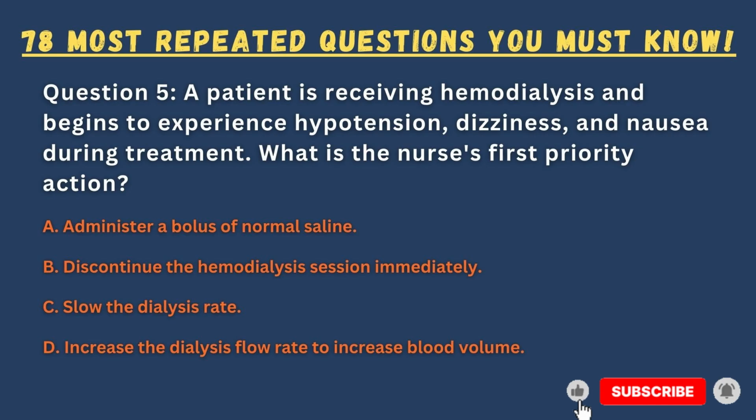Question 5. A patient is receiving hemodialysis and begins to experience hypotension, dizziness, and nausea during treatment. What is the nurse's first priority action? A. Administer a bolus of normal saline. B. Discontinue the hemodialysis session immediately. C. Slow the dialysis rate. D. Increase the dialysis flow rate to increase blood volume.